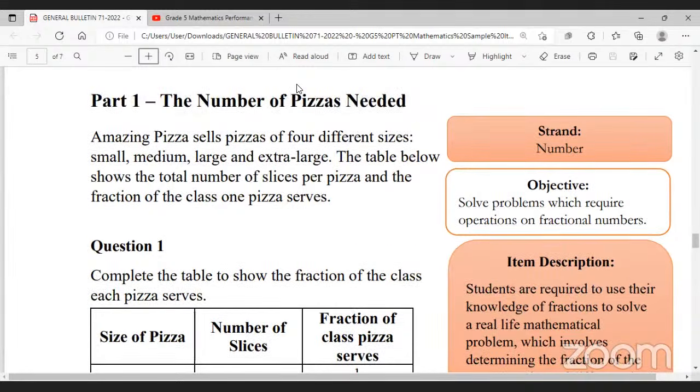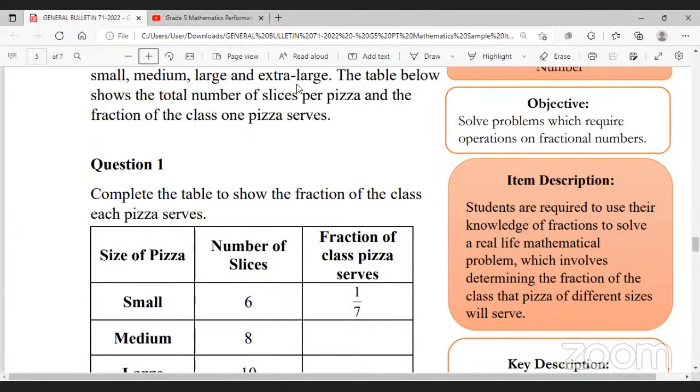So part 1, the number of pizzas needed, says that Amazing Pizza sells pizzas of 4 different sizes: small, medium, large, and extra large. The table below shows the total number of slices per pizza and the fraction of the class 1 pizza serves. And we can see that from the column titles. Question 1 reads, complete the table to show the fraction of the class each pizza serves.